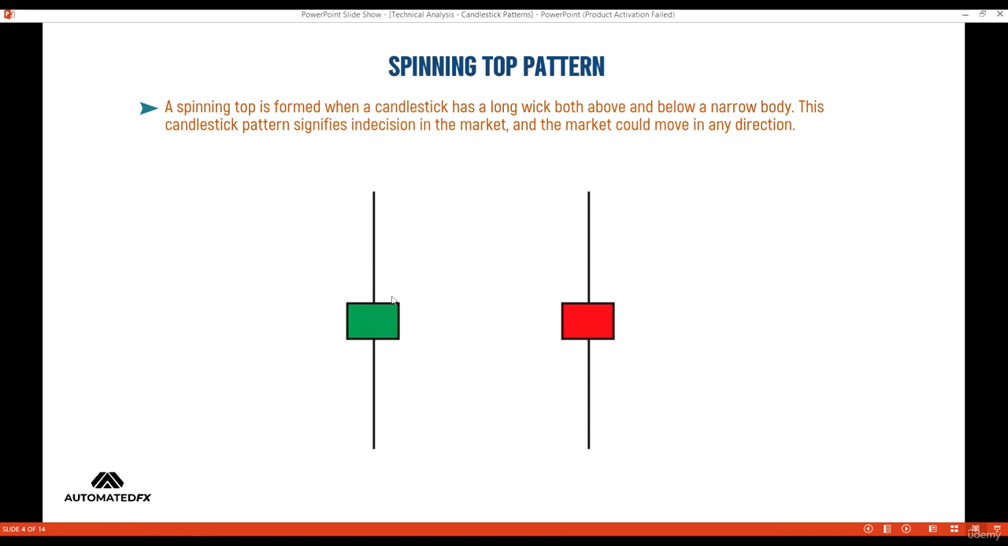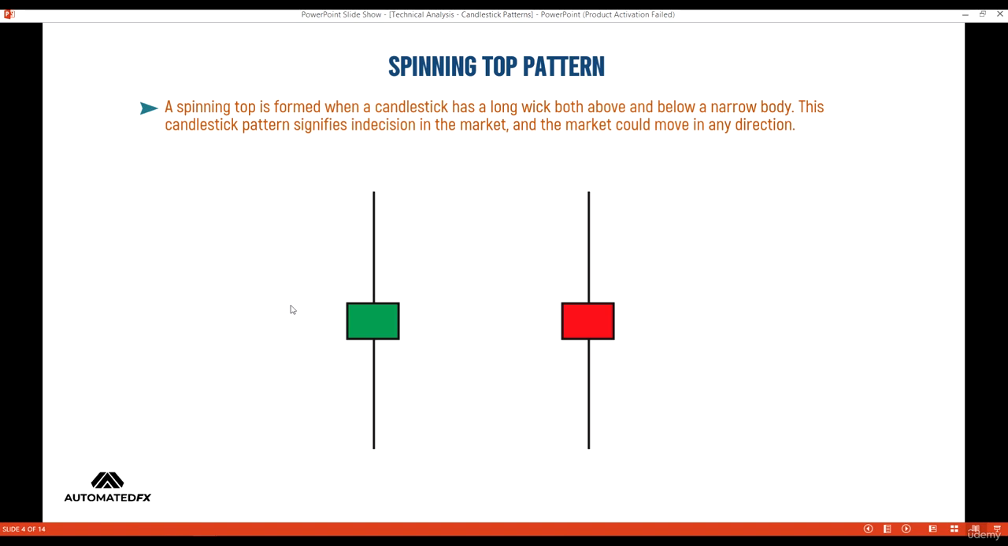So that's why this kind of candle signifies indecision, because after this the market could go either way. The buyers could win, or the sellers could win, in this kind of scenario. Same thing with this other one, which is red. They all signify indecision in the market.